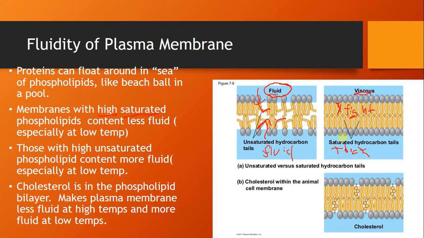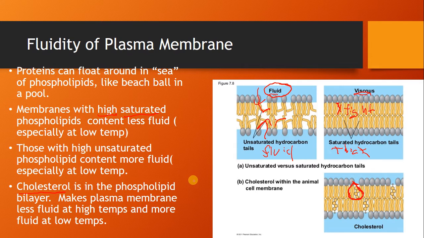In addition, cholesterol helps maintain the fluidity of a phospholipid bilayer, especially in humans. For example, this cholesterol kind of wedged in there spaces out these phospholipids, and it makes the plasma membrane more fluid at lower temperatures. So for example, those same cold water fish might have an increased frequency of cholesterol in their phospholipid membranes because they live in low temperatures.